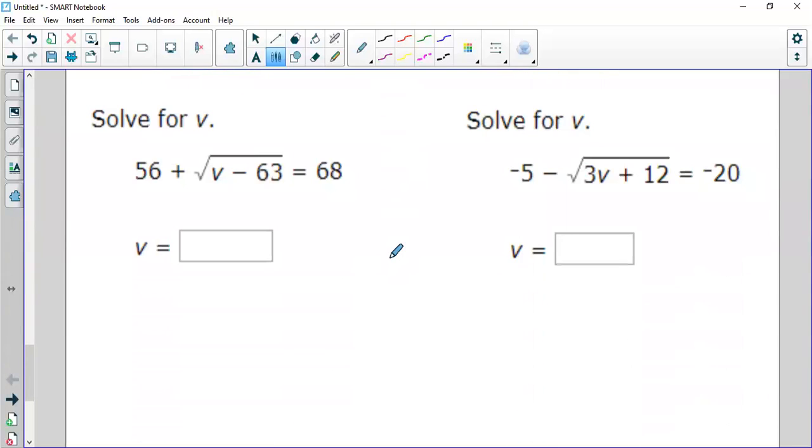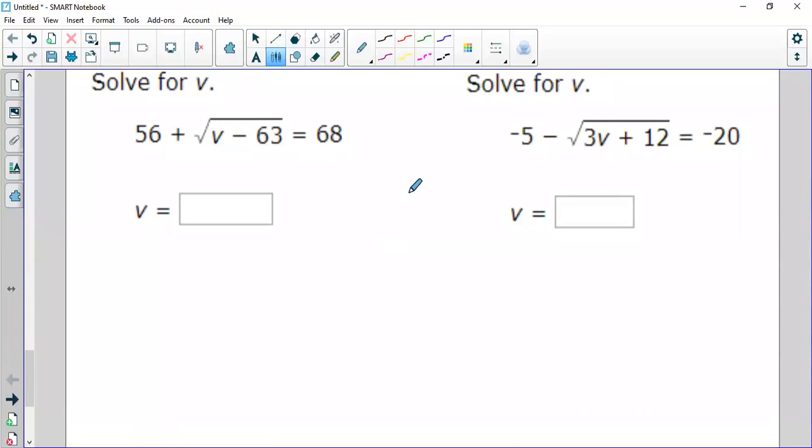All right, and now we'll do some complicated ones. Isolate this radical first. I need to eliminate this 56, so I'll subtract it from both sides. So now I have the square root of v minus 63 is equal to, I subtracted 56 from both sides, 68 minus 56 is 12. This minus 63 is inside the radical, so now my radical is isolated.